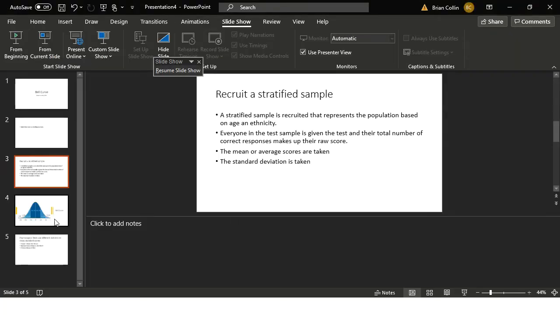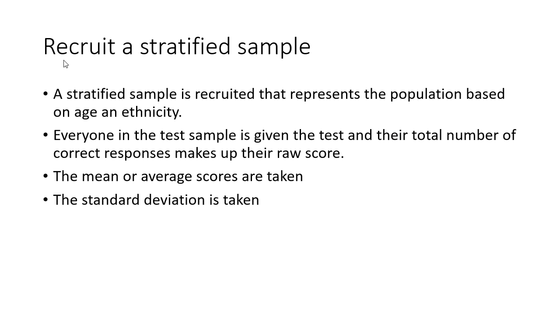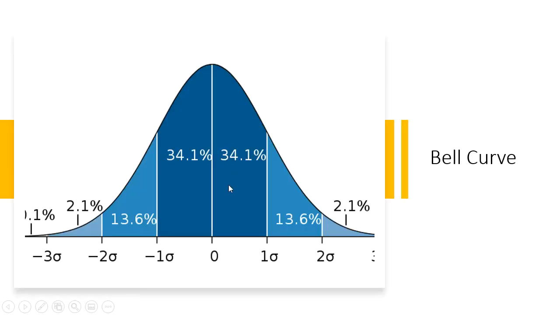So this is called a normal distribution. And this little circle here is a standard deviation, right? In a normal distribution, 68% of people are within one standard deviation of the mean. So this is one standard deviation below the mean, this is one standard deviation above the mean. So 68% of the people that take the test are within one standard deviation above or below.